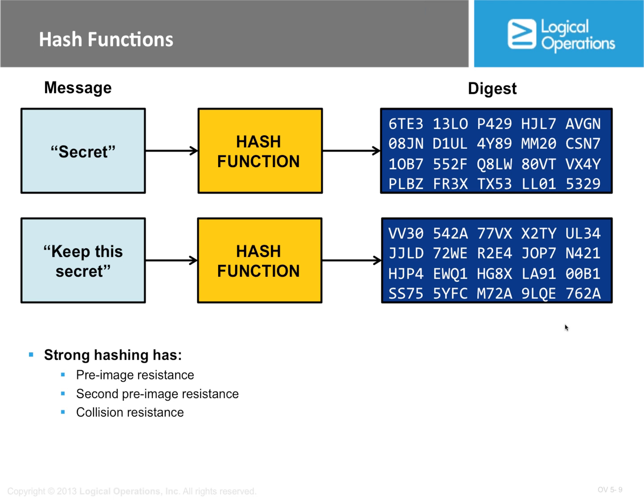Okay, so try to keep them straight. Not be able to discern data from a hash value, that's pre-image resistance. Or alter data without also changing the hash value, second pre-image resistance. Two different data values should not have the same hash values.